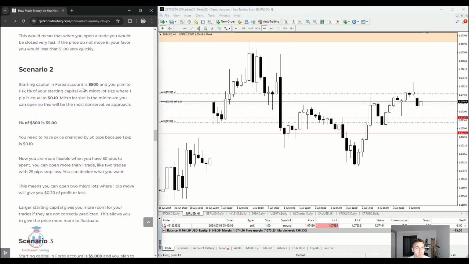Now here it is, scenario number 2. If you have $500 as a starting capital and you are risking 1%, that will lead you to $5 of loss.